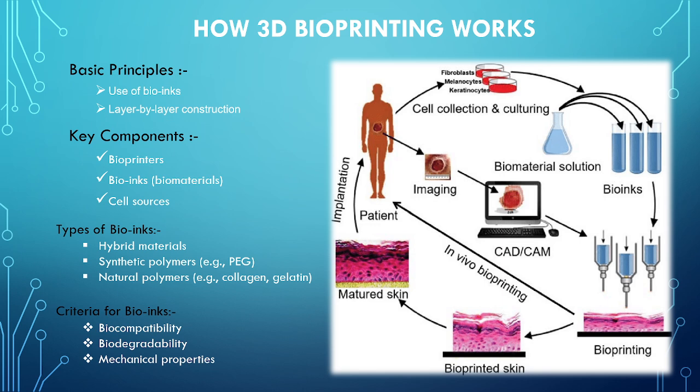The same technique was applied in order to make an organ. Key components: bioprinters are very important, bioinks along with biomaterials, and cell sources. What are the cell sources you are requiring? In order to make an artificial heart, you have to have your heart muscle cells, right?